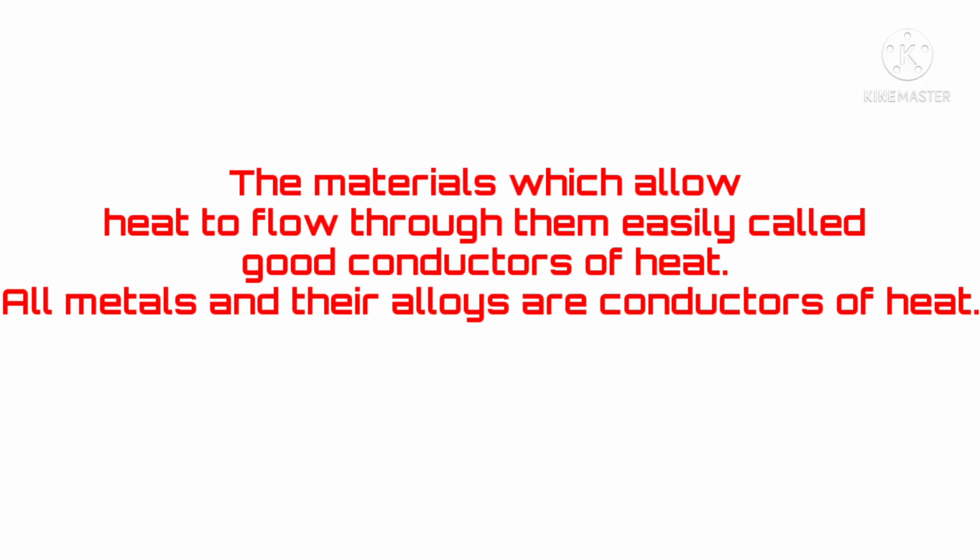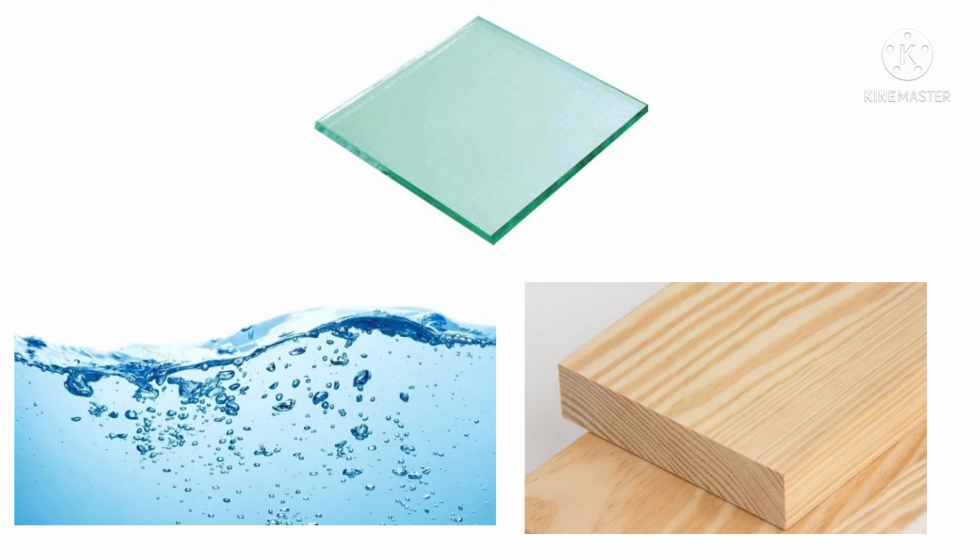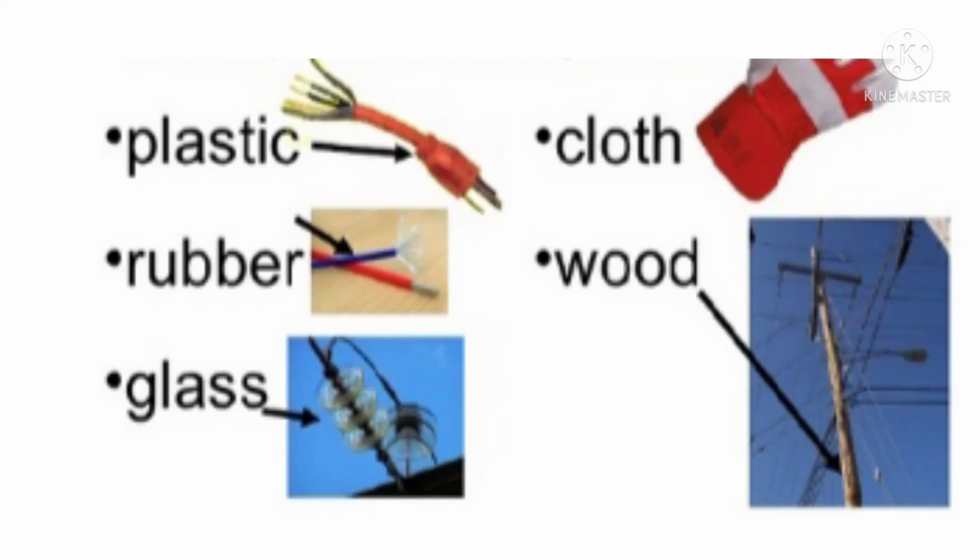All metals and their alloys are good conductors of heat. Now, the materials which do not allow heat to flow through them easily are called poor conductors of heat. Examples: water, air, glass are poor conductors of heat. Now, the materials which do not allow heat to flow through them are called non-conductors of heat.